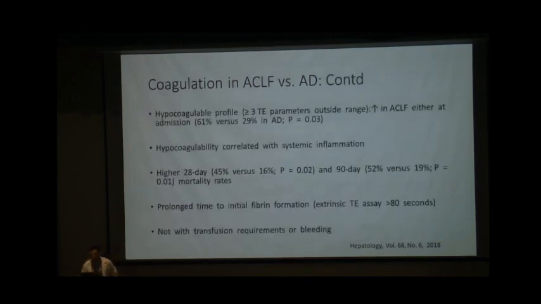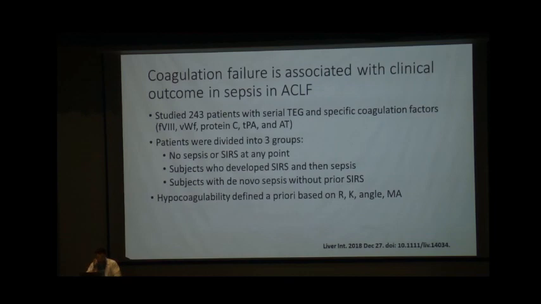Hypocoagulable state was increased in ACLF, either at admission or during hospitalization, and it basically correlated with systemic inflammation and higher 28-day and 90-day mortality, and not with the transfusion requirement. And a prolonged time to initial fibrin formation, that is extrinsic TEG more than 80 seconds, was a predictor of mortality.